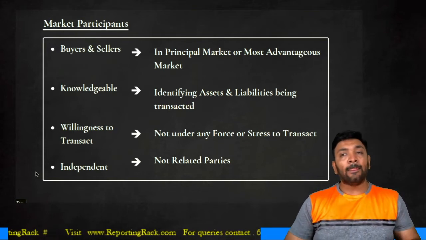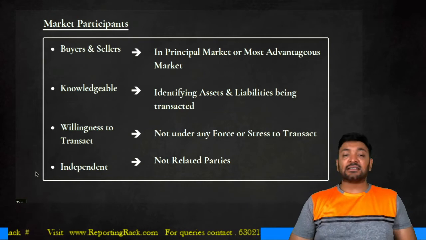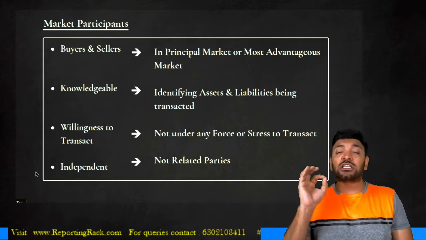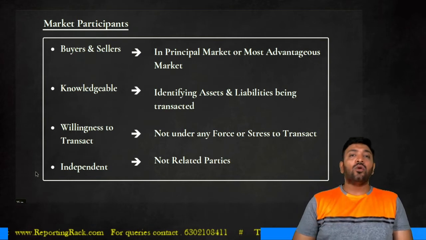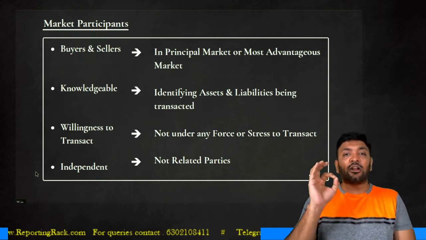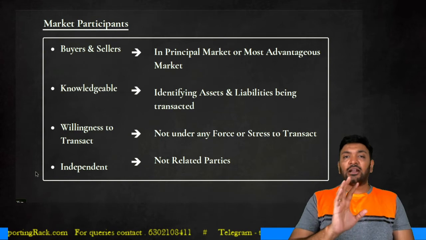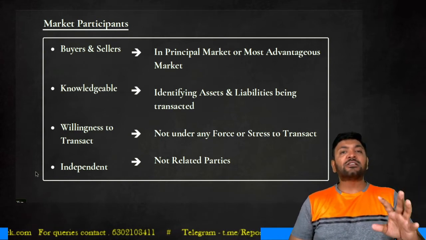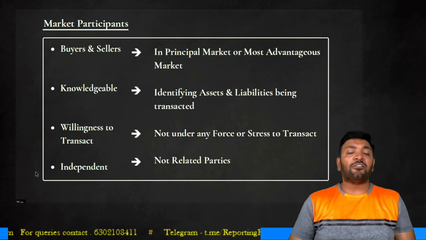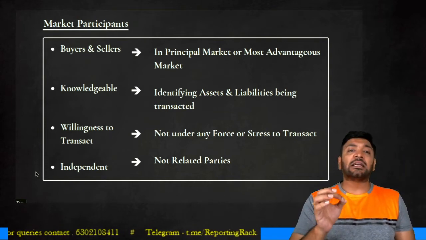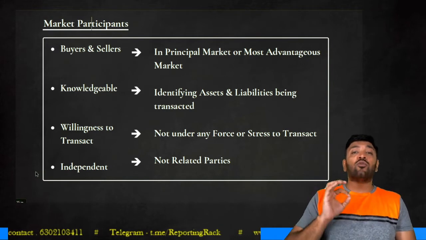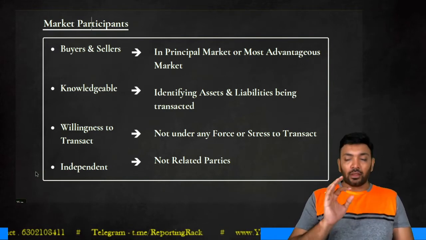Clear? When I say buyers and sellers, I am looking at the principal market or most advantageous market. What is this principal market or most advantageous market? I need to understand. Buyers and sellers, for the purpose of determination of your fair value, are such market participants who are in a principal market or the most advantageous market. Let me do it.